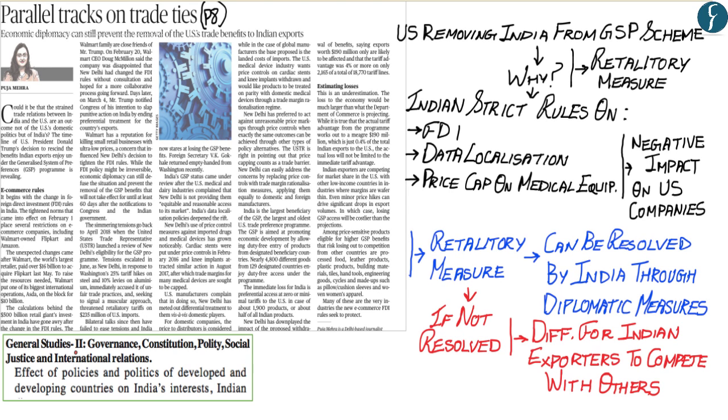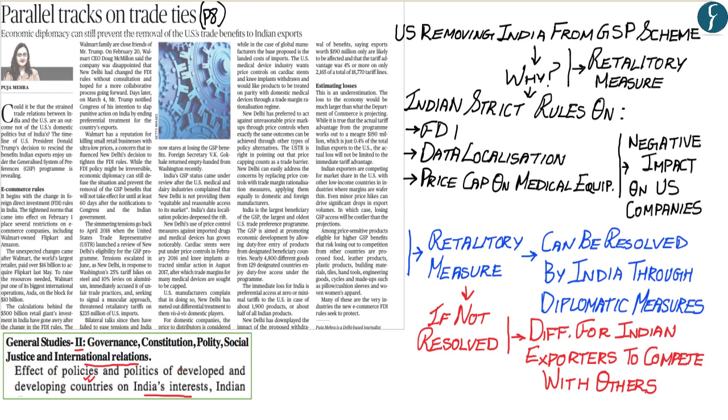Now you should see this article from the perspective of GS Paper 2 within the section International Relations and within the subsection Effect of Policies of Developed Countries on India's Interest, whereby this editorial talks about the effect of the GSP scheme, which is a policy of the United States, and how the decision of the United States of removing India from the GSP scheme is affecting India's interest.